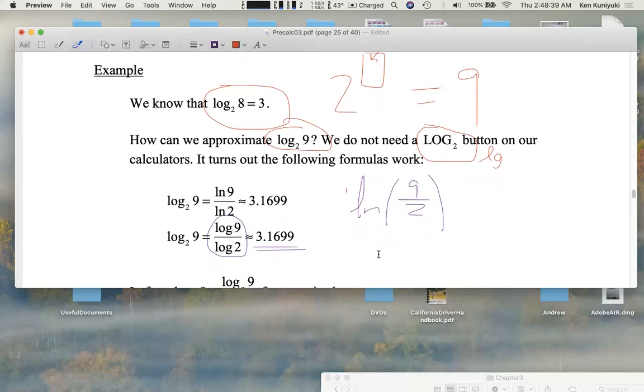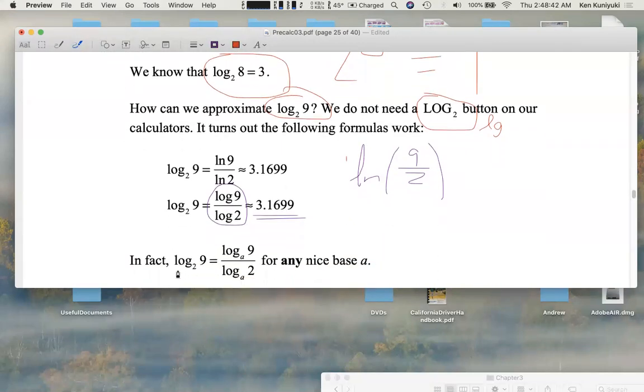All right, so in general, we can say that log base 2 of 9 is equal to log base a of 9 over log base a of 2 for any nice base a. By nice, we mean positive and not 1. So in order to approximate this, we can use the fact that it's equal to the log of this over the log of that, where we use any nice base as long as we're consistent on the top and the bottom. Don't mix log types in this fraction. You could use log base 5, log base pi, you'll get the same result.